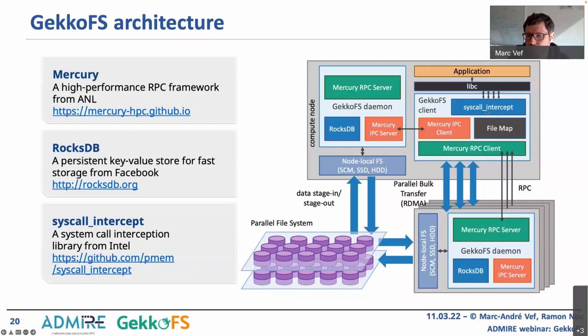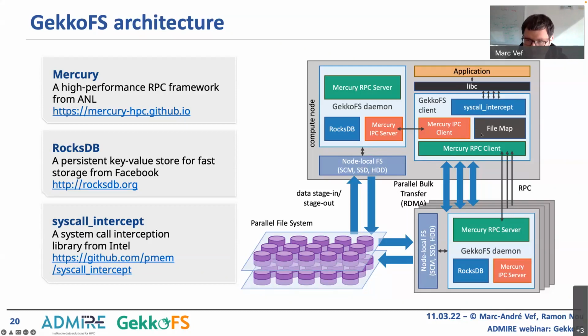You have the system call intercept component that allows us to just intercept the system calls. So therefore, the GekkoFS client is placed logically between glibc and the application. Then we, of course, have the RPC clients to talk to the other daemons. And that is basically it.